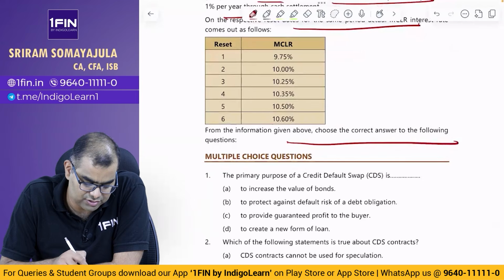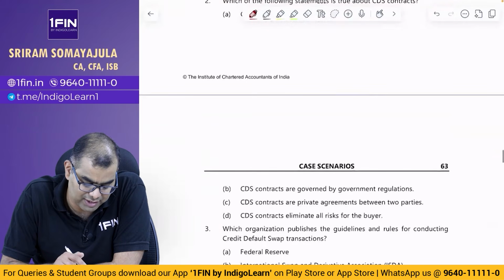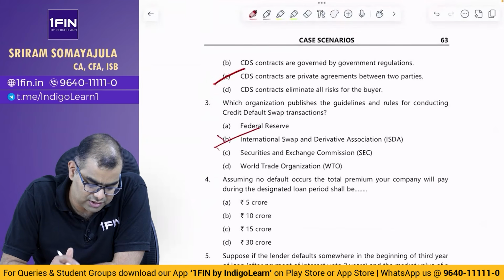The purpose of CDS is to protect against the default risk of a debt obligation. The answer is very clear. Which of the following statements is true? They cannot be used for speculation? No. They are governed by government regulations? No. They are private agreements between two parties? Yes. Then which organization publishes guidelines? ISDA.